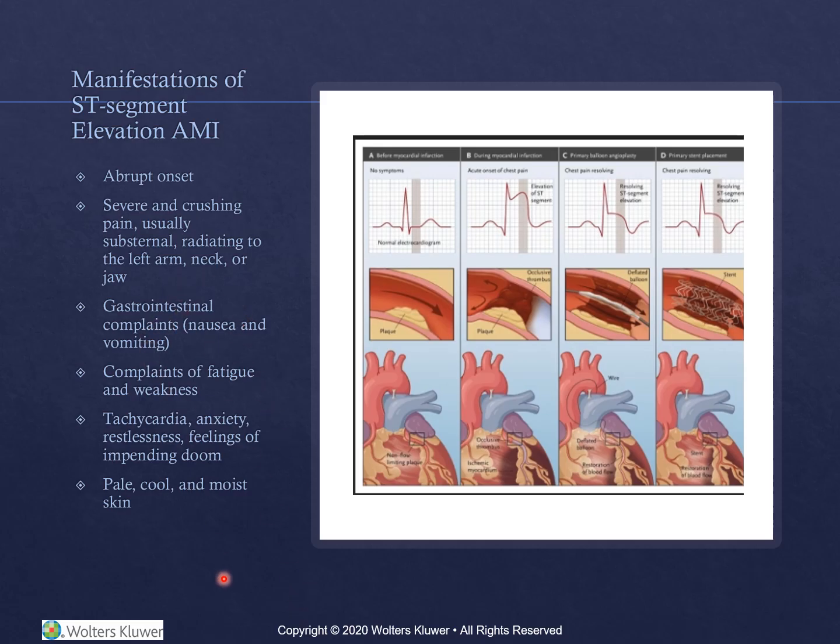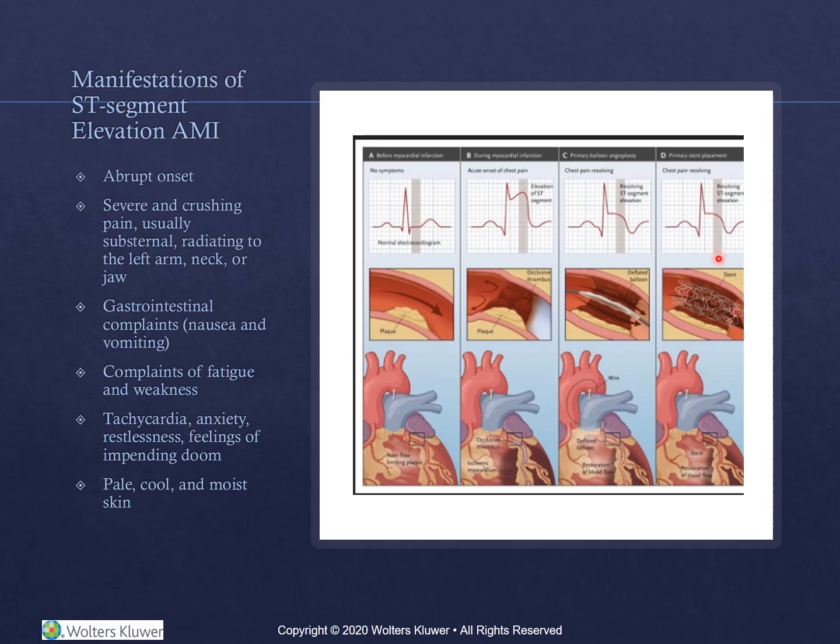Other things are significant fatigue and weakness. Things like tachycardia, anxiety, and restlessness can also occur. And sometimes you get patients who are reporting this feeling of impending doom. They just know something bad is going to happen. Those are really significant signs in diagnosing the presence of an acute MI.